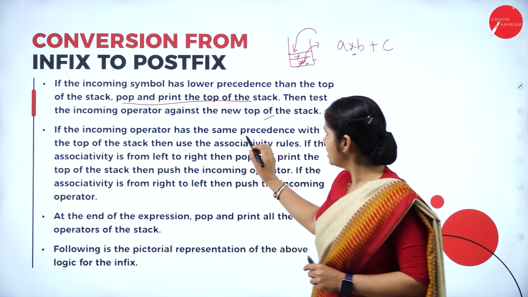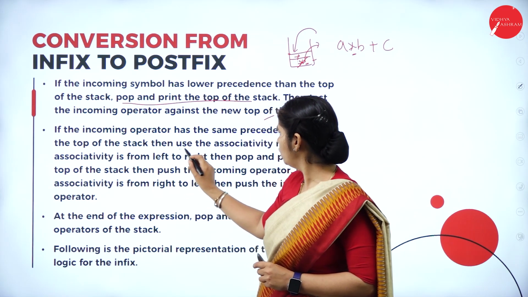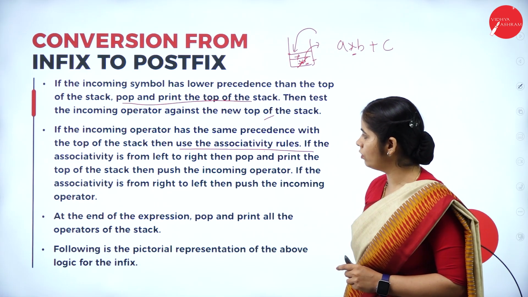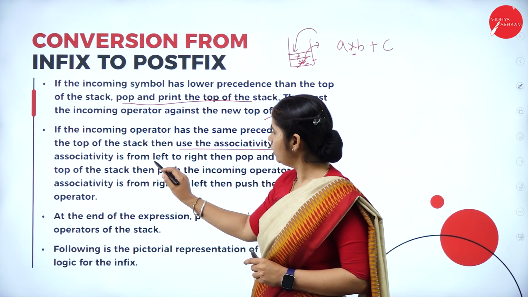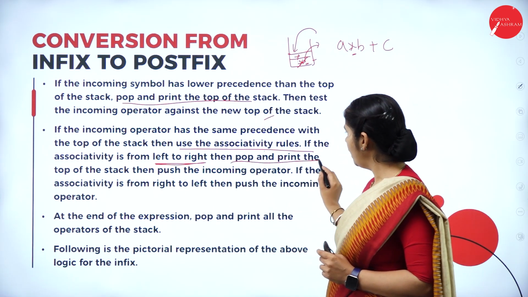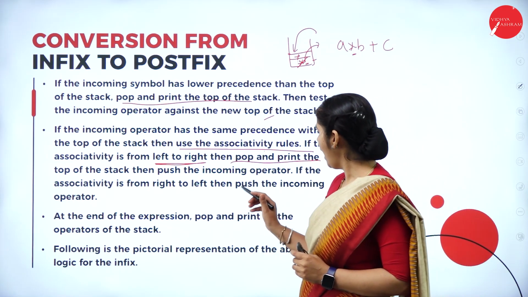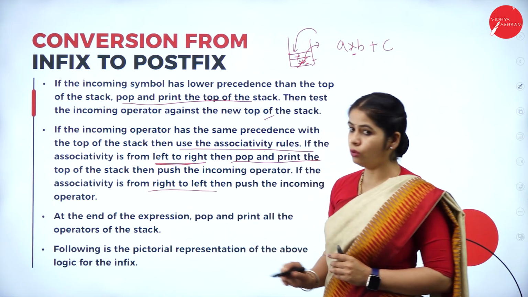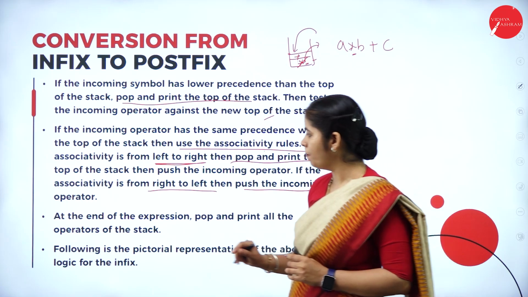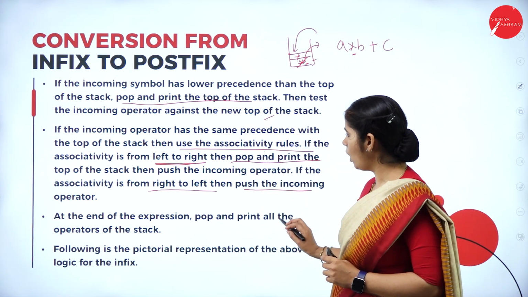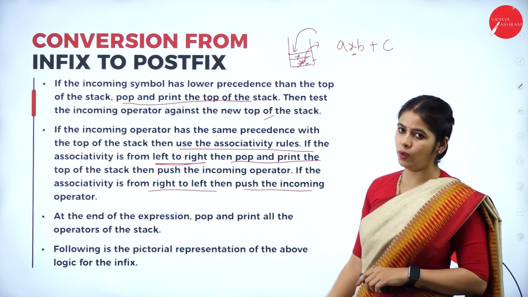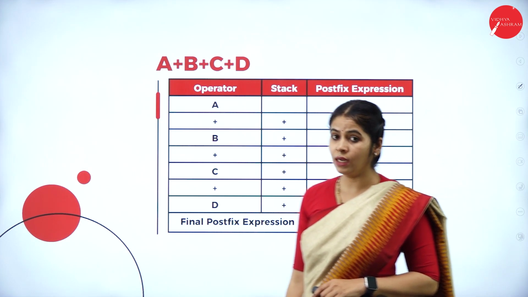If the incoming operator has the same precedence as the top of the stack, then use the associativity rule. If you have plus and plus, then you have to use the associativity rule. If the associativity is from left to right, pop and print the top of the stack. If it is right associative, right to left, then push the incoming operator into the stack. At the end of the expression, pop and print all the operators of the stack. Following the pictorial representation, we discuss this with a particular example.